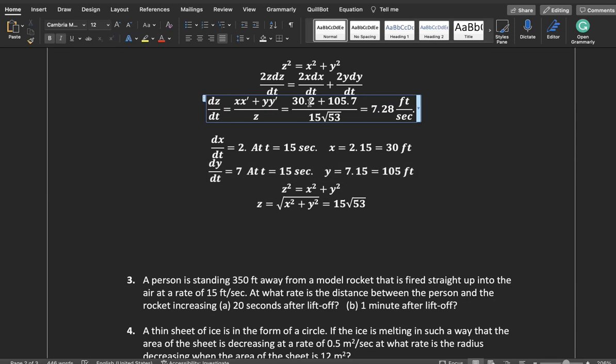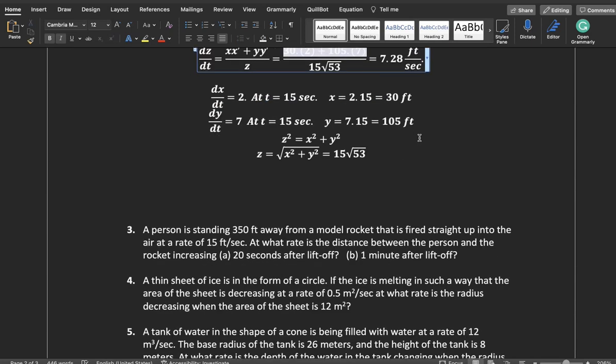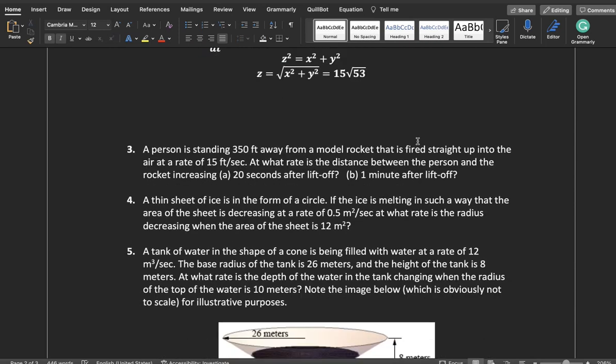Right? So let's just put square brackets here so it doesn't look like we're saying 105.7. And here is what we have. Okay. So that is it for question 2.